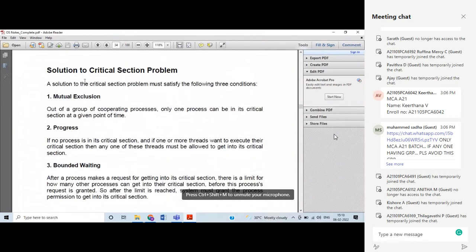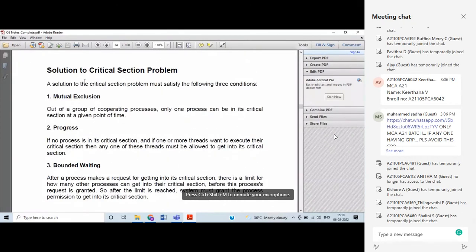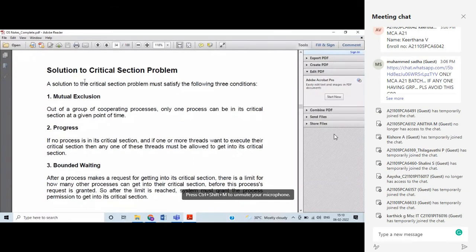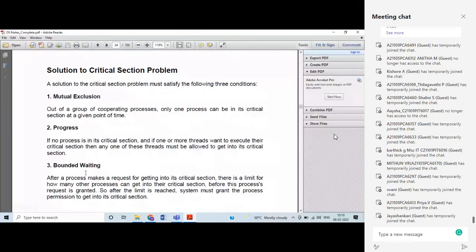In order to find solutions for the critical section problem, these are the mechanisms. What are the conditions here? Mutual exclusion, progress and bounded waiting. A solution to the critical section problem must satisfy the following three conditions.